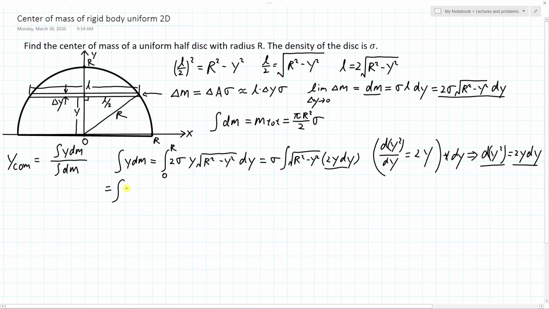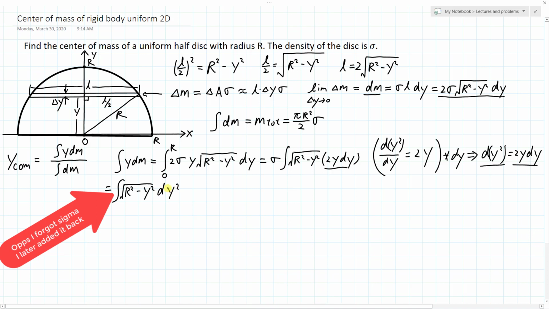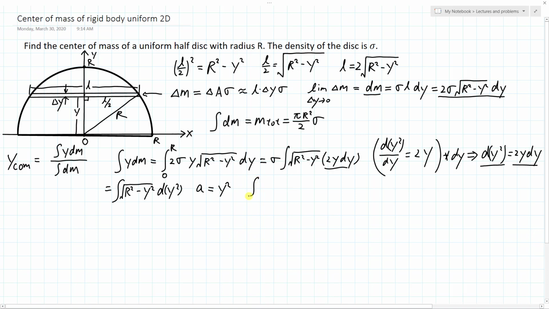Now we have square root of r squared minus y squared d of y squared. If you're not comfortable looking at this, let's do something else. Let's define a equals y squared. Okay, so let's have that. So now our integration turns into, alright, so let's keep saying what we have before here, square root of r squared minus a dA.